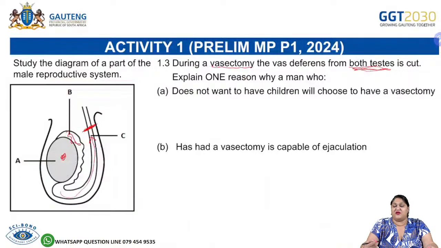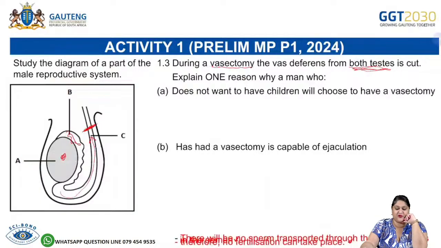So now they want us to explain why somebody who does not want to have children will choose to have a vasectomy. Here they're not asking you what's going to happen because it's cut. You need to explain why a person who does not want to have children would choose this. So think to yourself, if the person does not want to have children, the sperm is not going to be able to come out. That's the reason why they want a vasectomy, so that the sperm will not be released.